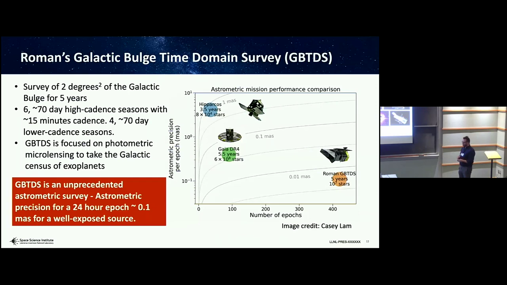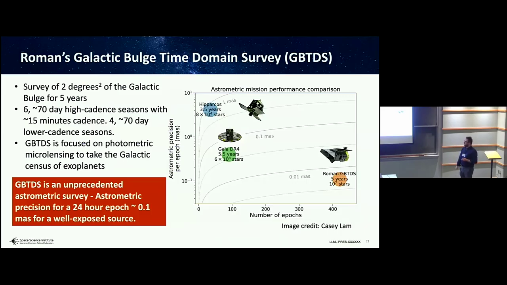So Roman's going to complete a galactic bulge time domain survey. This survey is not for astrometry, it's not for black holes. This is to take the demographics of microlensing photometric exoplanets. But if you take a step back and just assess it as an astrometric survey, it's actually quite good. These numbers have been updated since I wrote this slide, but they're roughly correct. It's going to survey about 2 square degrees of the galactic bulge for about 5 years. There's going to be these high cadence 70-day seasons where we're going to take observations every 12 minutes now. I think it's gone down from 15. And there's going to be these lower cadence seasons in between.